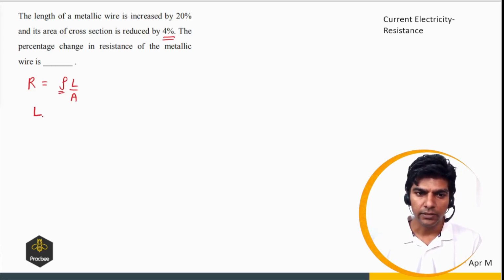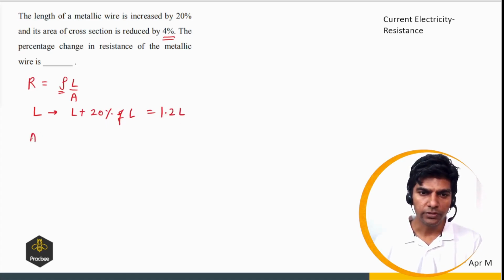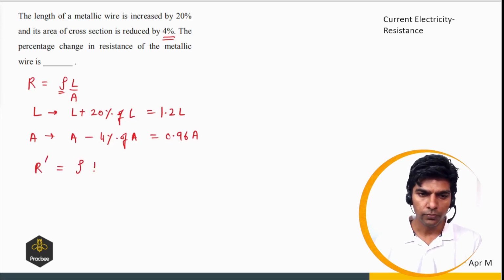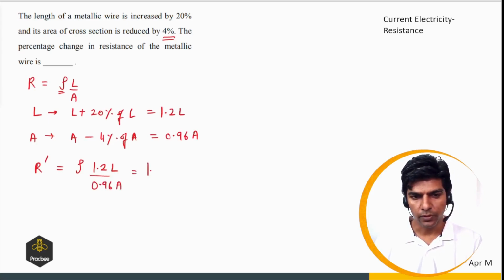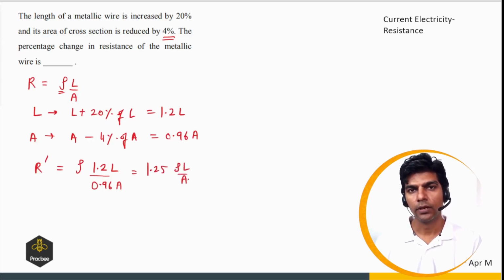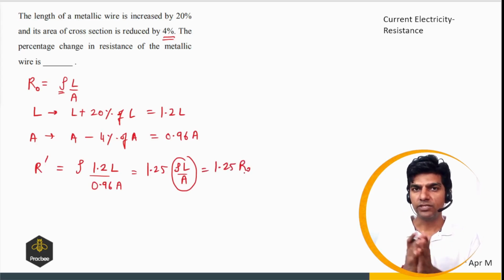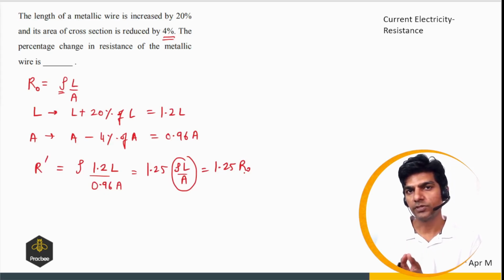So length has increased by 20%, so L plus 20% of L, which is nothing but 1.2 times L, and the area of cross section has reduced by 4%, so A minus 4% of A, so that will be 0.96 of A. Now the new resistance will be rho times 1.2 L upon 0.96 A, which comes out to be 1.25 rho L by A. Now this rho L by A is the original resistance. Let me call this as R naught. So 1.25 times R naught.